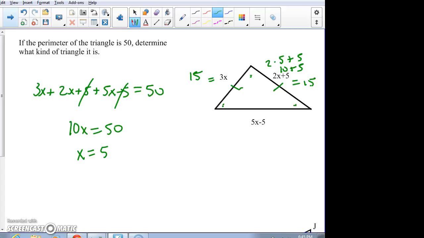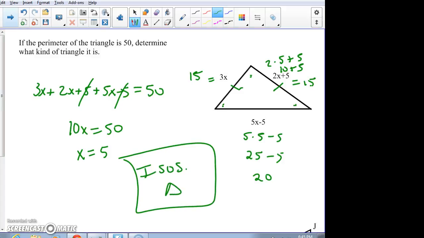Whenever it says determine what kind of triangle it is, even though equilateral triangles are also isosceles triangles, give it the most specific name that you can, okay? So I'm going to check to see, could I possibly call this an equilateral triangle? 5 times 5 minus 5 for the last side, 25 minus 5. No, it is not an equilateral triangle. Only 2 of the sides are congruent. Best thing I can call it is an isosceles triangle.